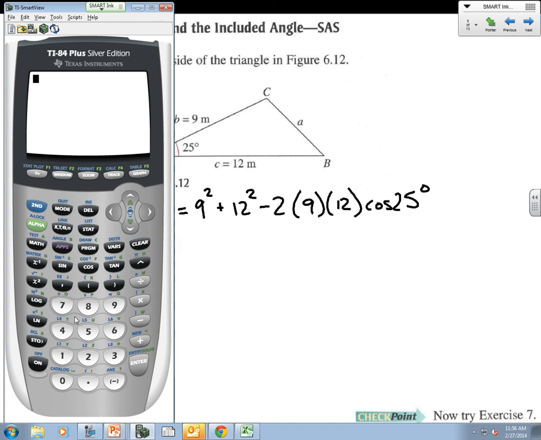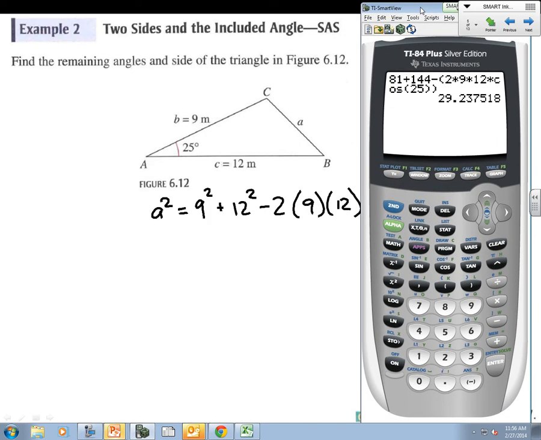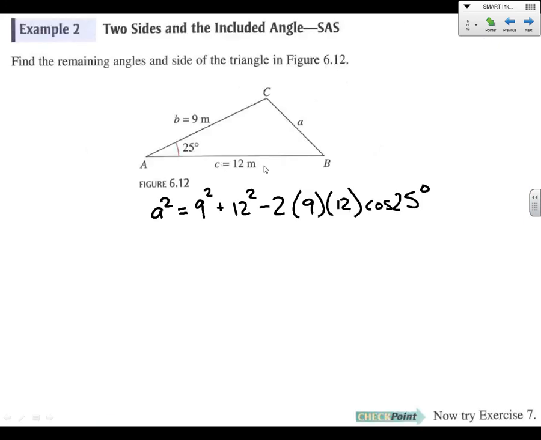9 squared is 81, plus 12 squared is 144, minus 2 times 9 times 12 times the cosine of 25 degrees. And we get 29.24. So we'll round that off to just 29.2. Alright, and now we've got to go in and find one more angle. And let's go ahead and solve for angle C.